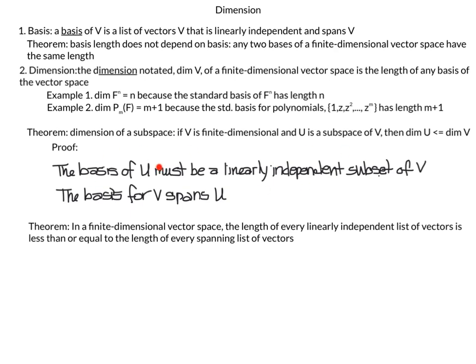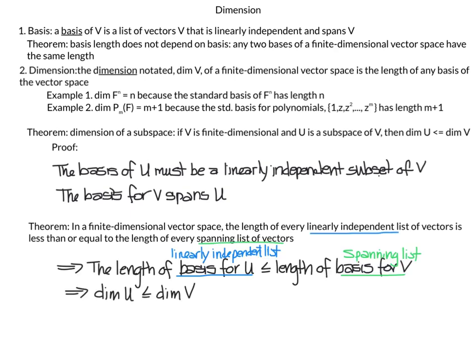Getting back to our proof over here, U is going to be our set of linearly independent vectors whose length, according to this theorem, must be less than or equal to the length of every spanning list of vectors. Since our basis for V spans U, the dimension of U must be less than or equal to the dimension of V. I have that written here. The length of the basis for U, that's my linearly independent list mentioned in this theorem, must be less than or equal to the length of my basis for V. That's my spanning list. Therefore, the dimension of U must be less than or equal to the dimension of V.